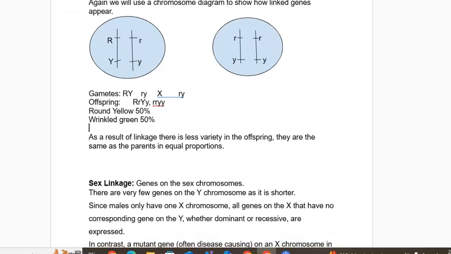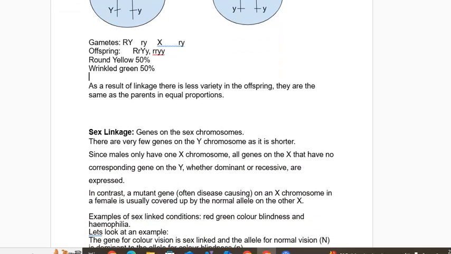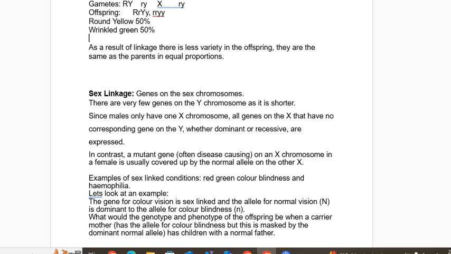Okay, moving on now to what we call sex linkage. So this is where genes are on the sex chromosomes. So there are very few genes on the X chromosome because the X chromosome is shorter.